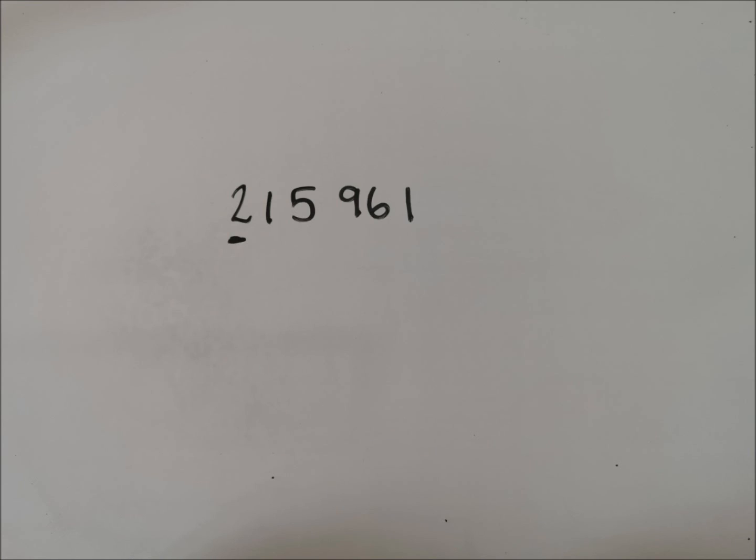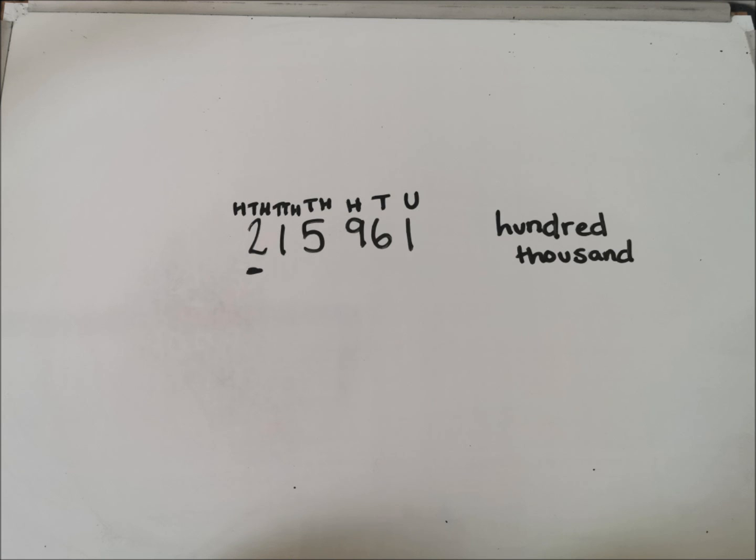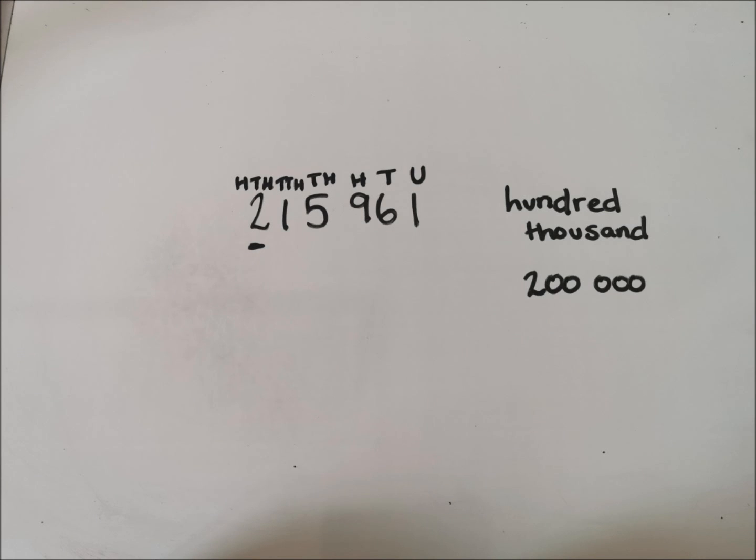So let's have a look at this example. How do we say it first of all? Clump the first three numbers together. So we've got 215,961. I've underlined the 2. So if we put our little headings up at the top to help us, and it is quite hard to write it quite small, so if you're doing it on a whiteboard or in your jotter, you might want to write it really big so you can see it. So the 2 is in the 100,000 column, so it is worth 200,000.